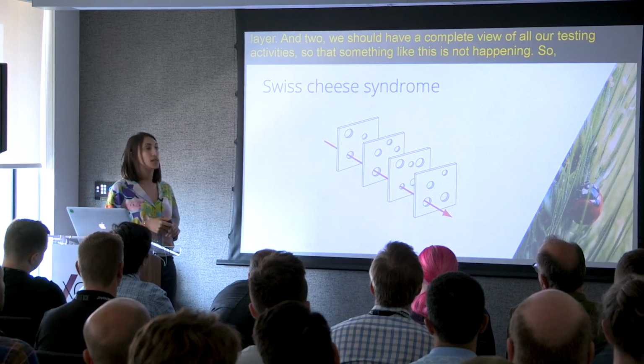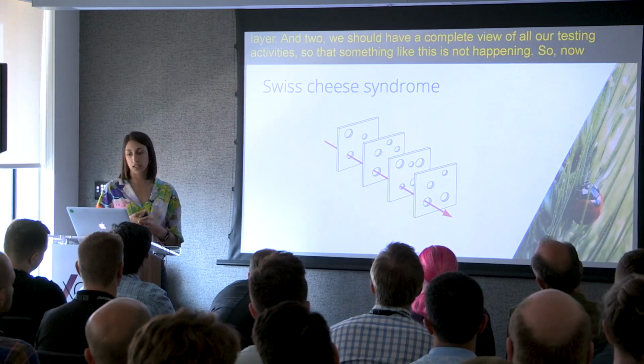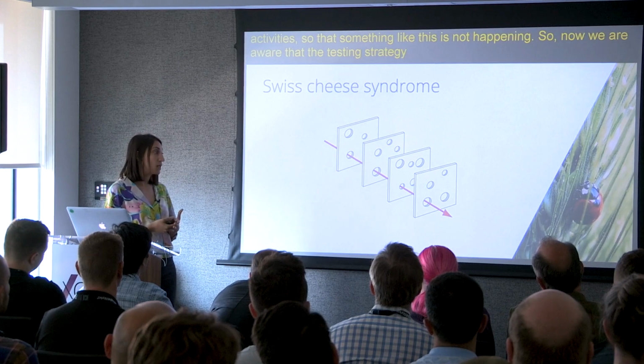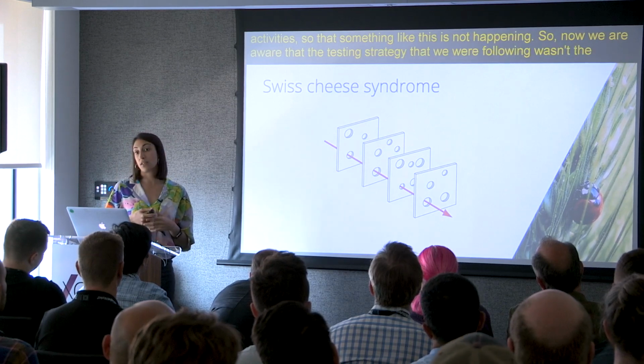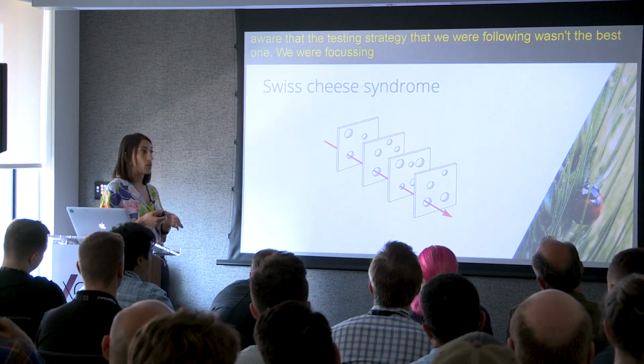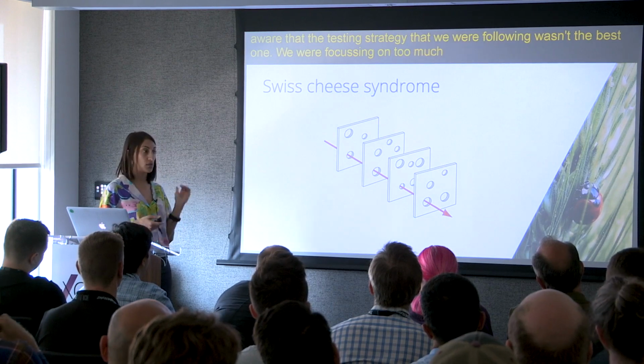Now we are aware that the testing strategy that we were following wasn't the best one. We were focusing on doing too many end-to-end UI tests, and we were not paying attention to unit or service level testing. However, I feel that even if we followed the testing pyramid, that wouldn't be enough to get to the confidence level that we needed. I feel that we are missing something in here. So I'm going to keep talking a little bit more about the testing pyramid.